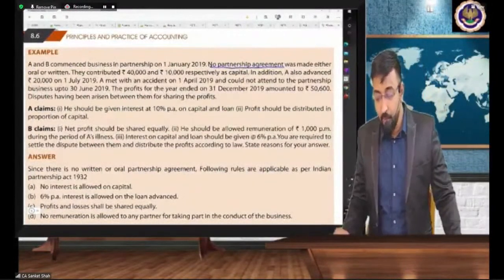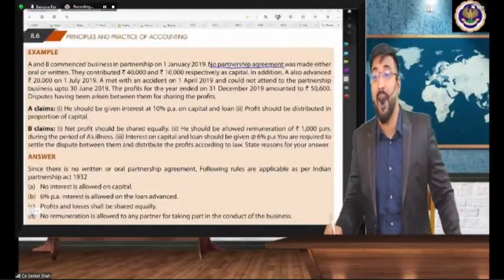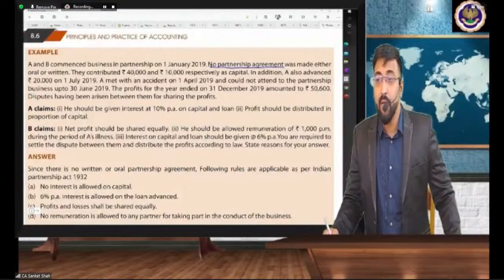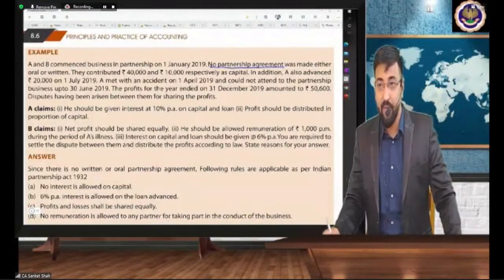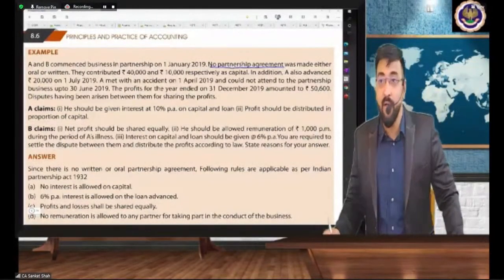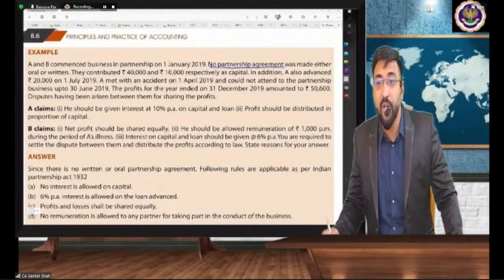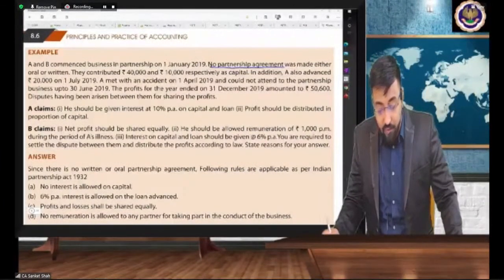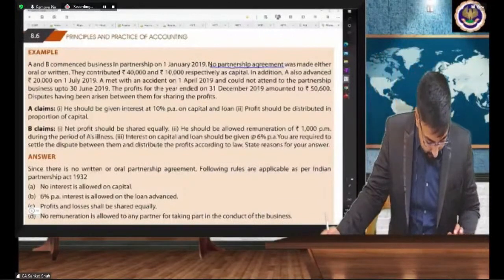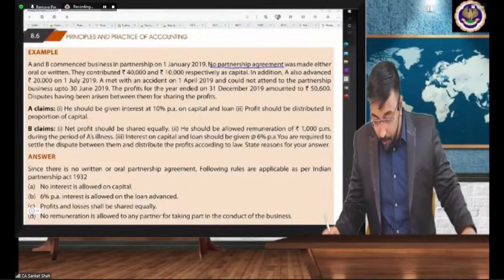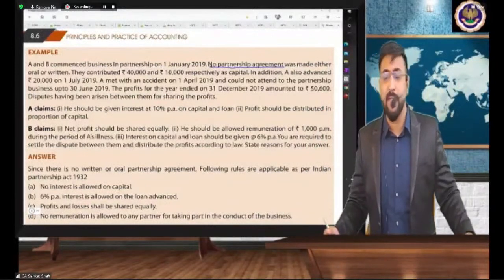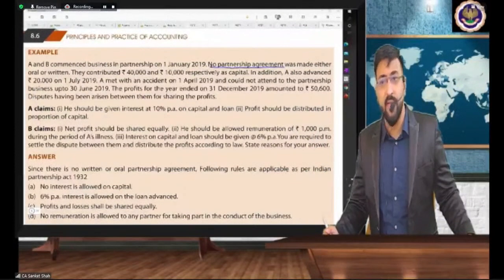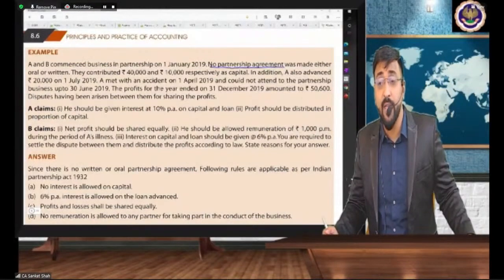They contributed 40,000 and 10,000 respectively as capital. A also advanced rupees 20,000 on 1st July 2019. A met with an accident on 1st April 2019 and could not attend to the partnership business up to 30th June 2019. The profits for the year ended on 31st December 2019 amounted to rupees 50,600. Disputes arise between them for sharing profit and losses.